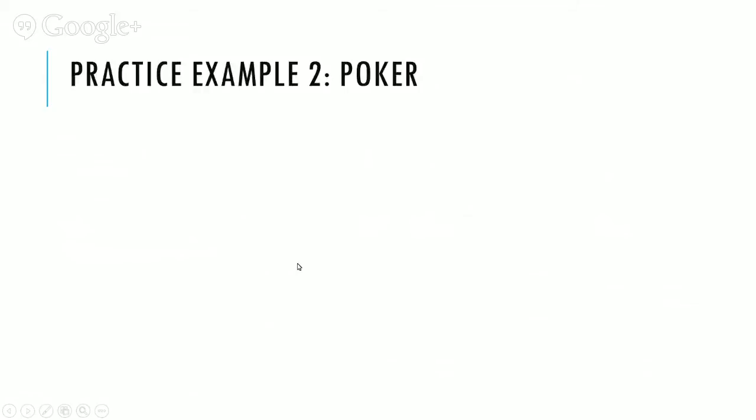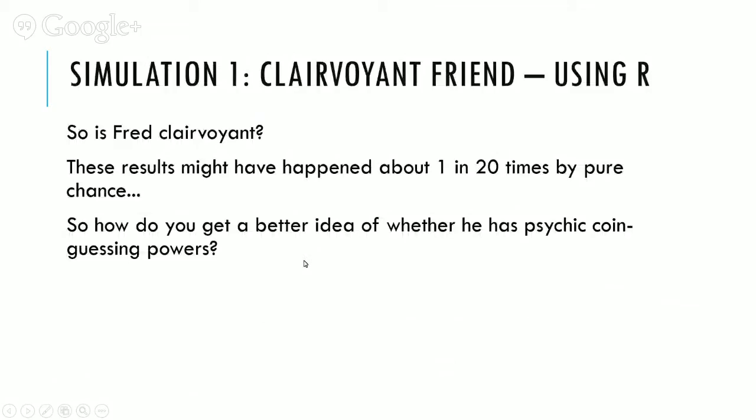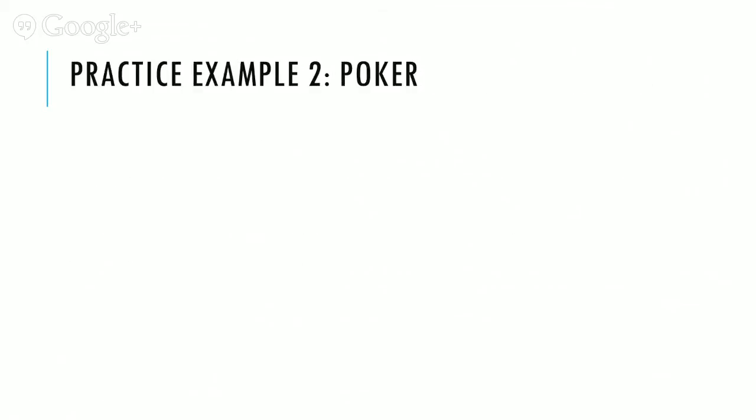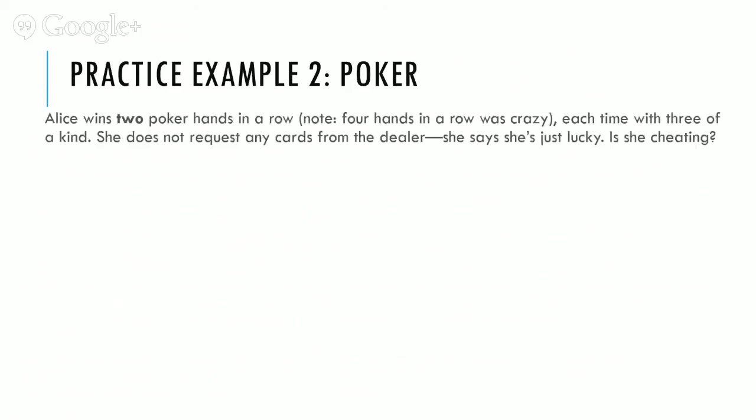So how could you get a better idea of whether he has high coin guessing powers? That's just an interesting thought experiment. How could you set something up to really test this more rigorously and be more sure? Because 1 in 20, maybe you're not comfortable saying he's really clairvoyant there.